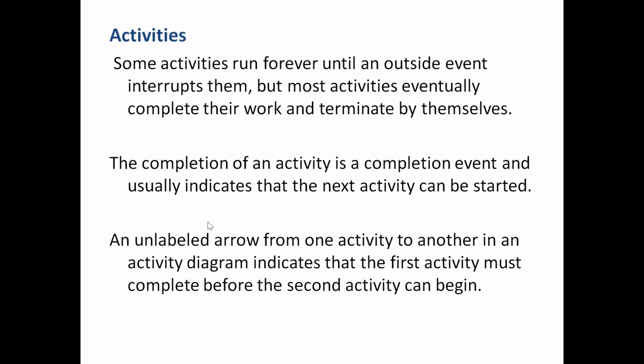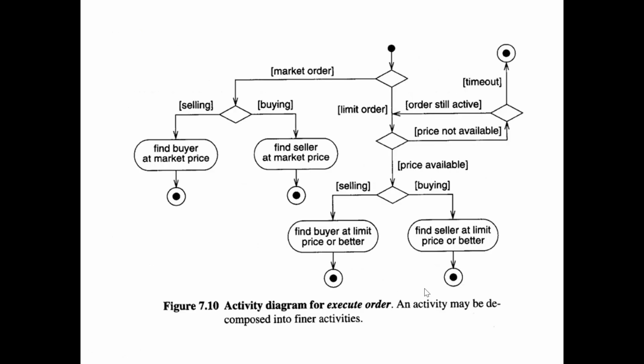Activities. Some activities run forever until an outside event interrupts them, but most activities eventually complete their work and terminate by themselves. The completion of an activity is a completion event and usually indicates that the next activity can be started. An unlabeled arrow from one activity to another in an activity diagram indicates that the first activity must complete before the second activity can begin, right? So you can see unlabeled arrows from one activity to another, right? So unless one completes, the second cannot begin.